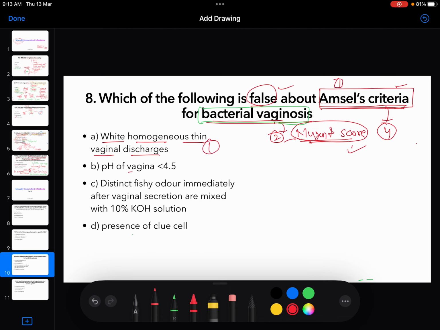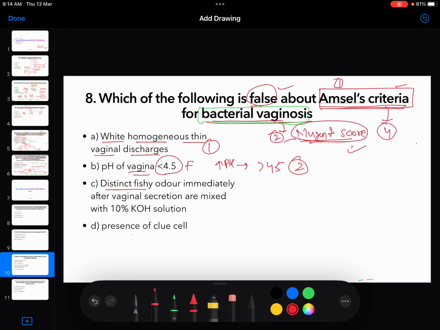Then the pH of the vagina is less than 4.5. This is the first statement. Here the pH of the vagina increases as there is a decrease in the lactobacillus concentration. So the pH is more alkaline than the normal flora, that is more than 4.5. This is Amsel's criterion 2.